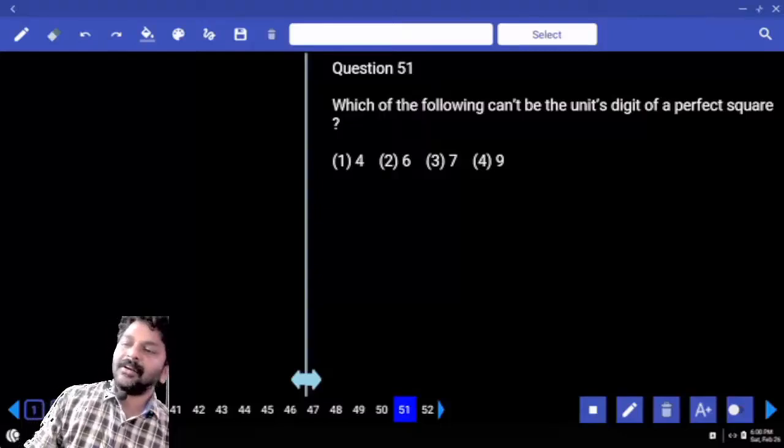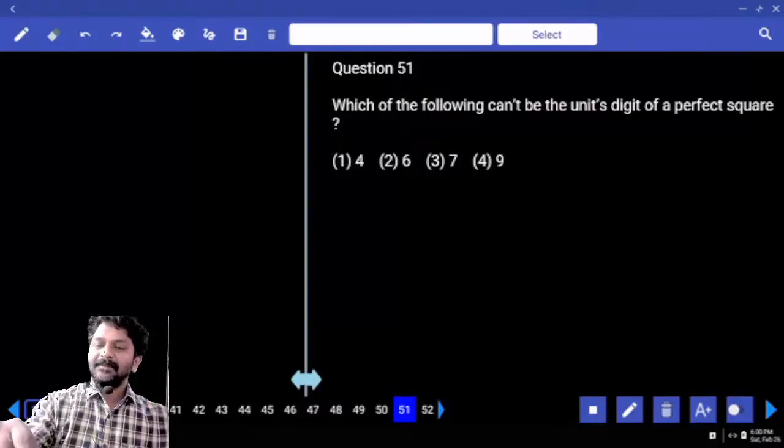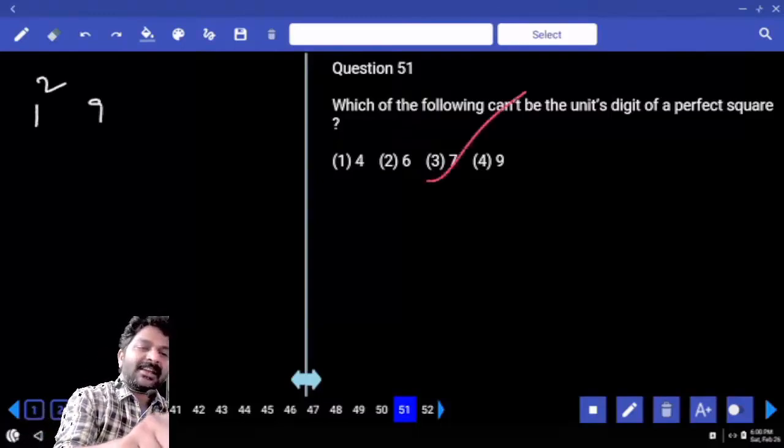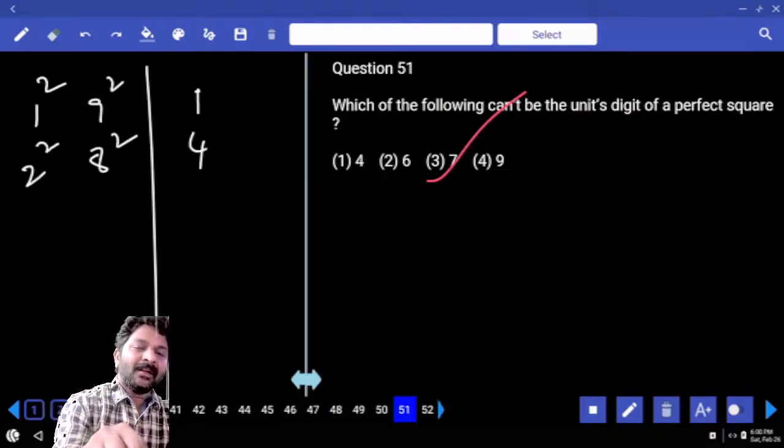Which of the following cannot be the unit digit of a perfect square? Which cannot be the one? 7. Right. 1 square and 9 square ends with 1. 2 square and 8 square ends with 4. 3 square and 7 square ends with 9.